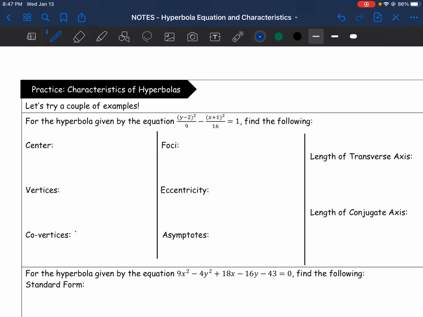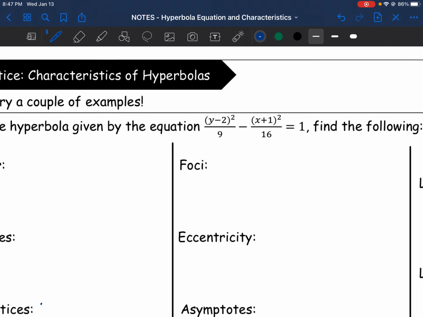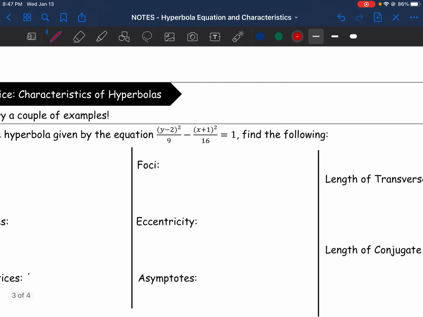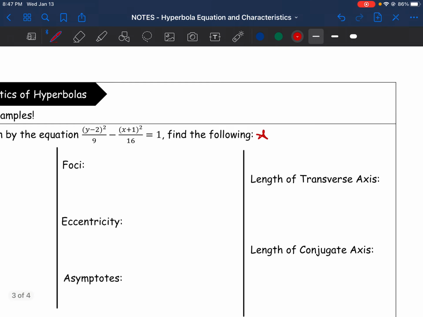So first things first, let's determine whether this hyperbola is going to open up or down. So we look at our equation and we notice on the left side, the variable that's coming first is y. If y is the variable that's coming first and x is the variable that's following the negative sign, then that means the hyperbola is opening up and down. So I'm going to take note of that first. This hyperbola opens up or down.